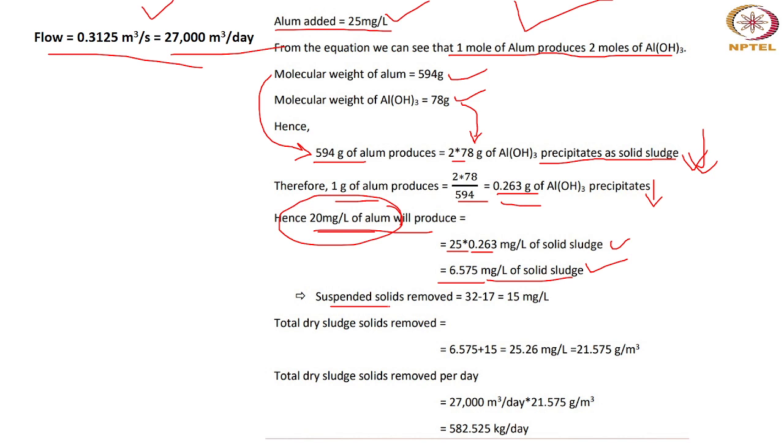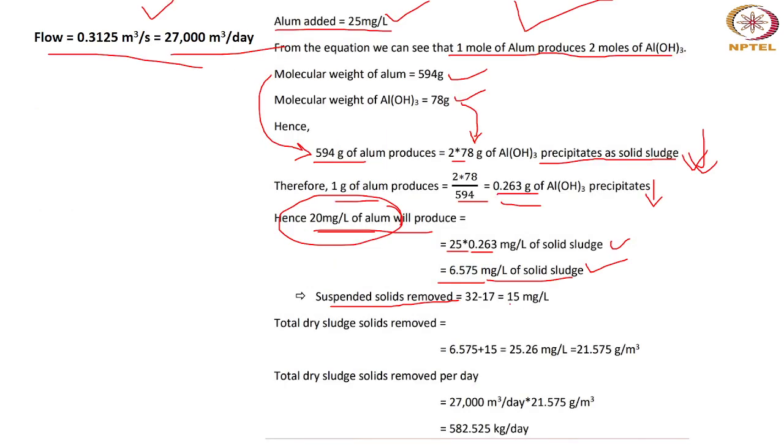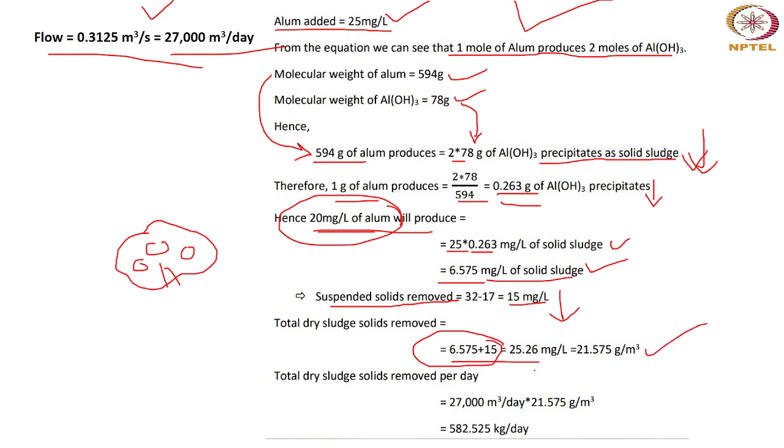And the suspended solids removed: initially it was 32 influent and effluent 17, so removed 15 mg per liter. So this will also precipitate with the floc, right? Not only the Al(OH)3, it will also contain my suspended solids. So I'm getting 25.26 mg per liter. If you add these two, I'm getting 21.575 gram per meter cube. Just convert the units, you will get that.